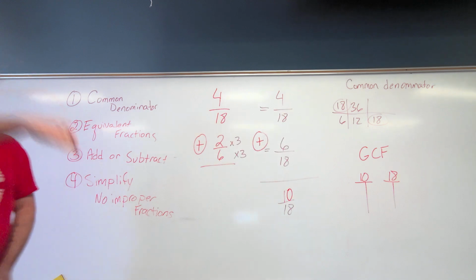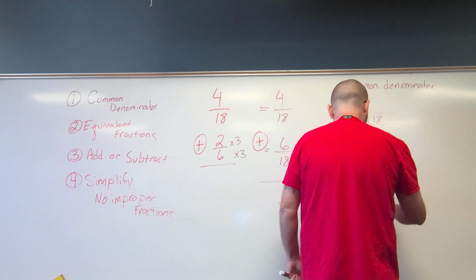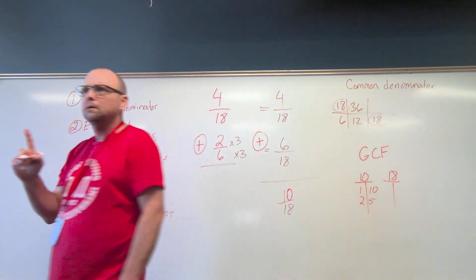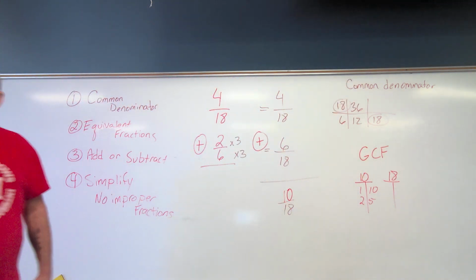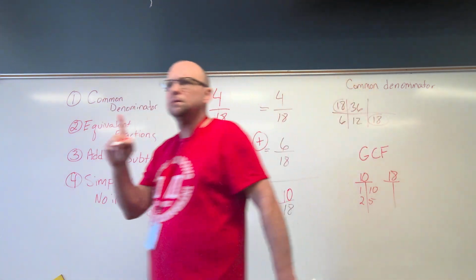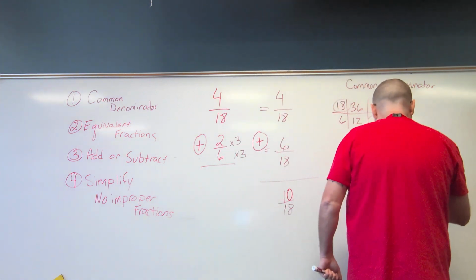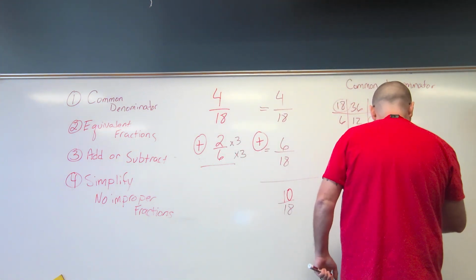To find the greatest common factor, you list your factors. 1 times 10, 2 times 5. What kind of number is 10? Composite, good. 18, is 18 prime or composite? Composite, because we'll have 1 times 18, 2 times 9, 3 times 6.